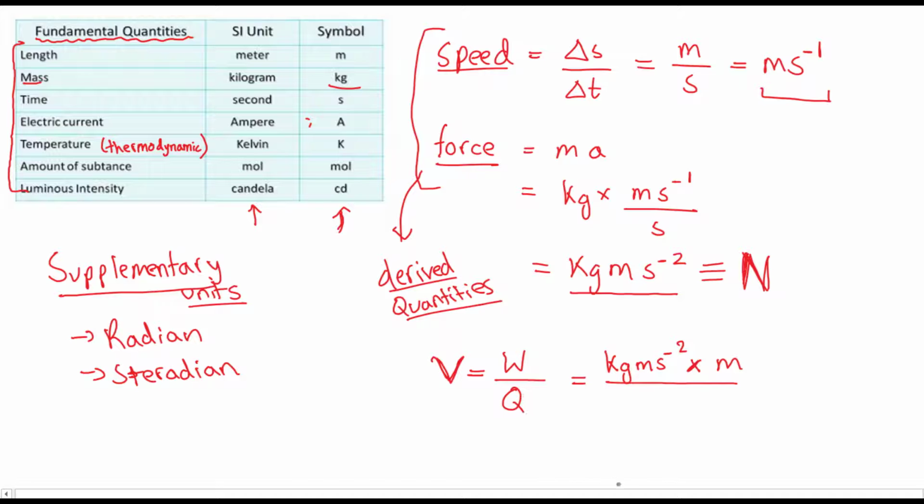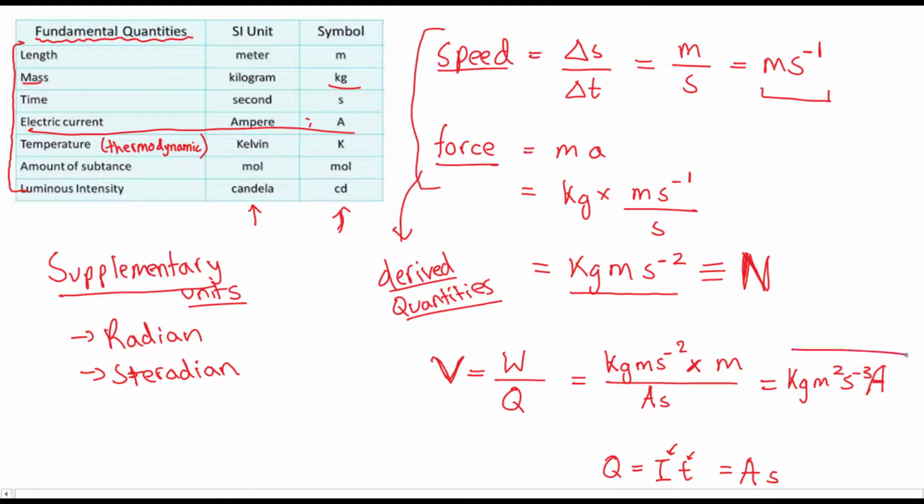Now charge, or Q, is given by the equation I into T, in which I is electric current and T is time. So we can write this in terms of the fundamental units for electric current and time, amp seconds. So we divide this whole thing by amp seconds, and we get kilogram meter square second raised to power minus 3 amperes. That is the fundamental unit for potential difference.